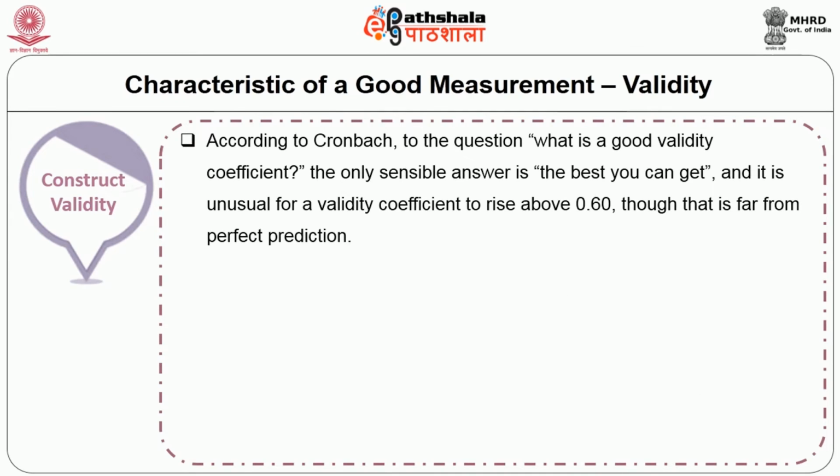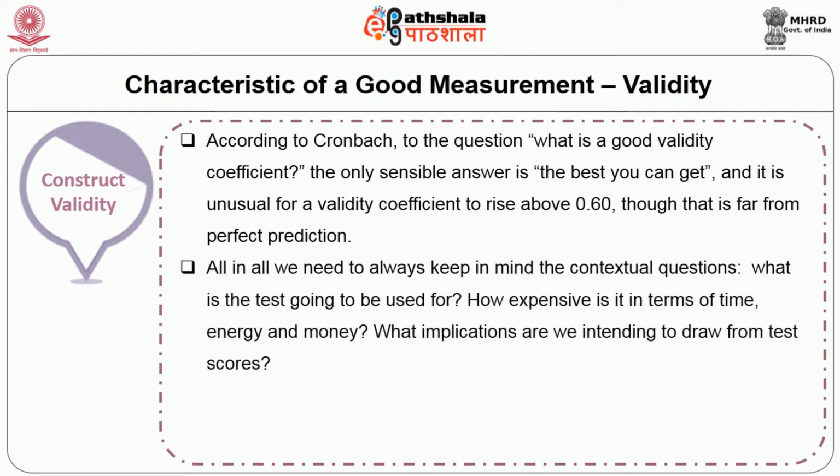According to Cronbach, to the question what is a good validity coefficient, the only sensible answer is the best you can get, and it is unusual for a validity coefficient to rise above 0.6, though that is far from perfect prediction. All in all, we need to always keep in mind the contextual questions. What is the test going to be used for? How expensive is it in terms of time, energy, and money? What implications are we intending to draw from test scores?